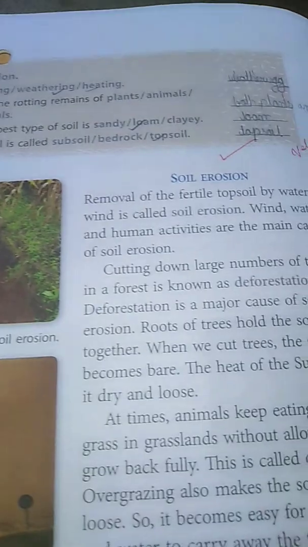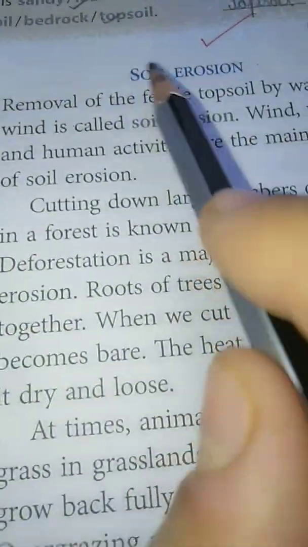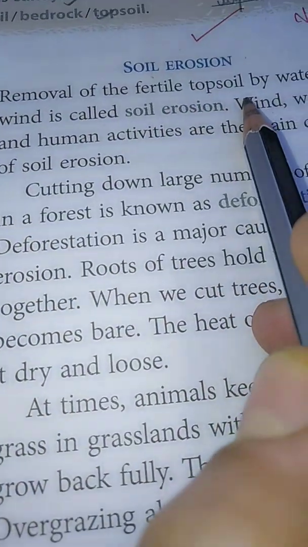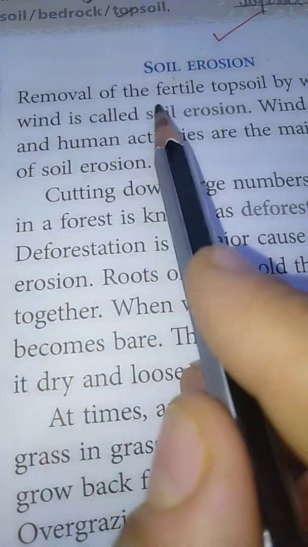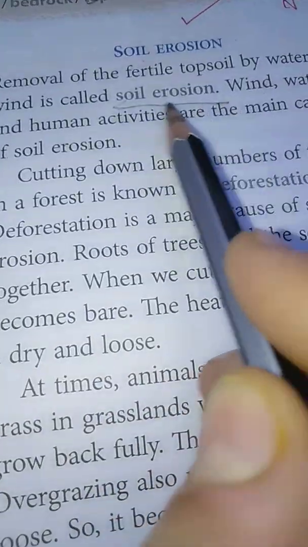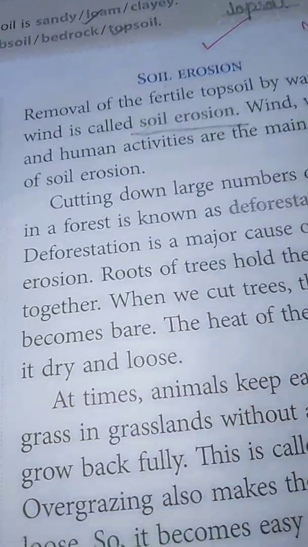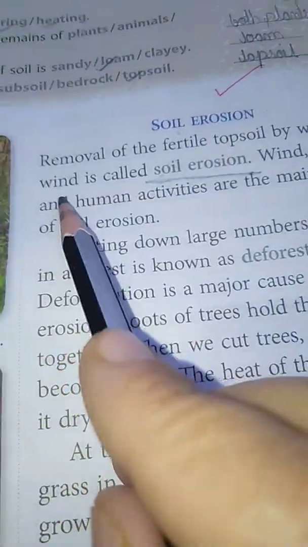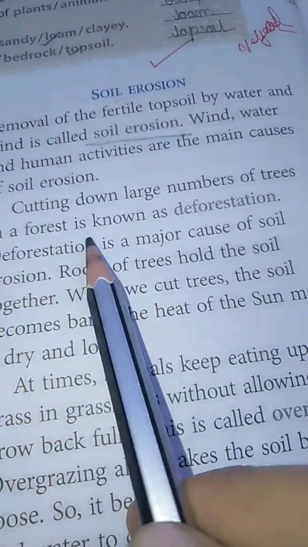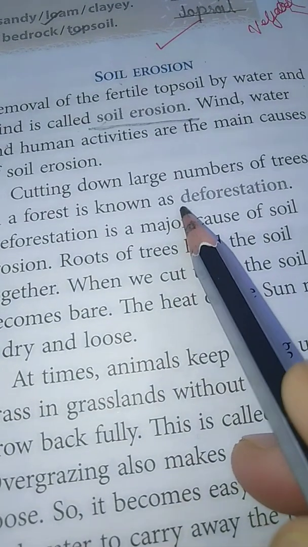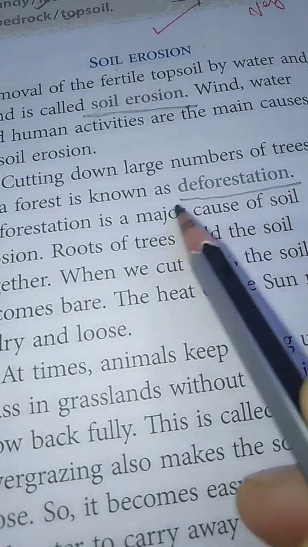Okay, now come to the next topic, that is soil erosion. Soil erosion means the removal of the fertile topsoil. What is soil erosion? Removal of the fertile topsoil is called soil erosion, and it is caused by water and wind. Now one of the reasons for this soil erosion is deforestation.